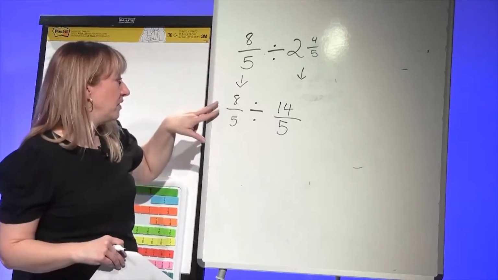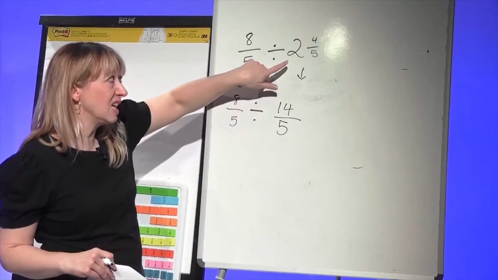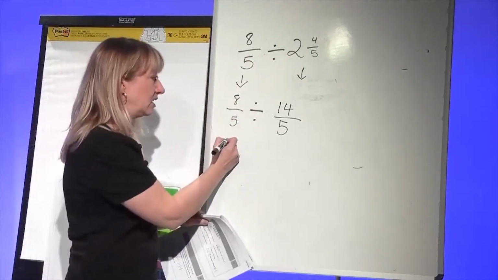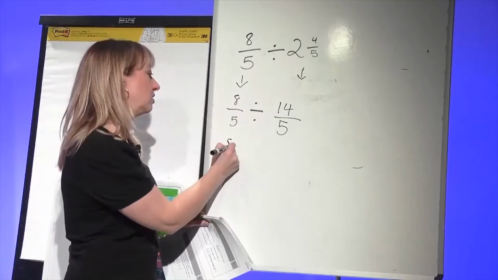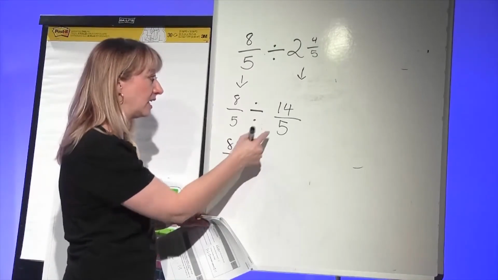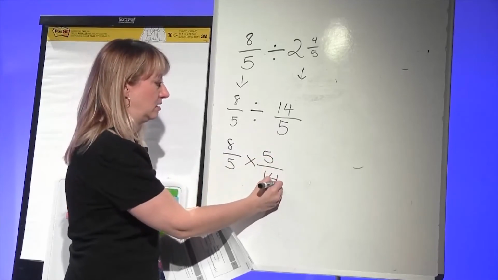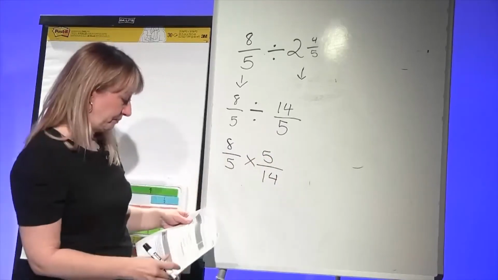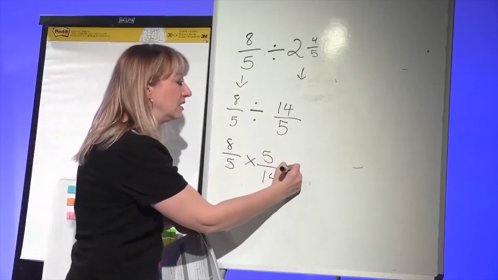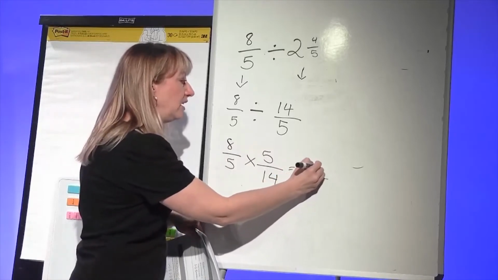So I kept my first fraction, I'm still keeping my sign, and I changed this from mixed to improper. Now I can do my keep, change, change. So 8/5 times, change my sign, and now I'm going to flip this number. So when I multiply through, I have 8 times 5, which is 40.